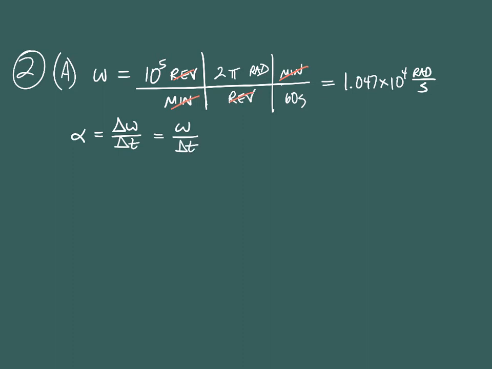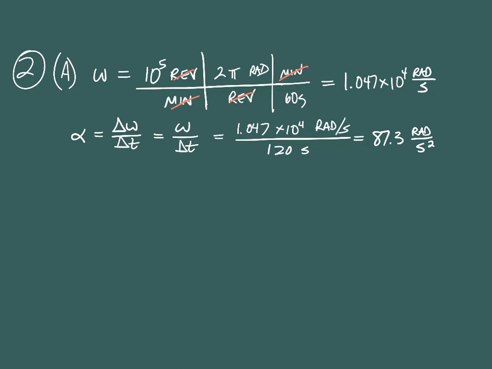All right. So now I take the 1.047 times 10 to the fourth radians per second, and I divide it by the 2 minutes, which is 120 seconds, and I'm going to get 87.3 radians per second squared, because this is an acceleration. It's that speed per second relative to how many seconds. So now I've answered part A. Yay.